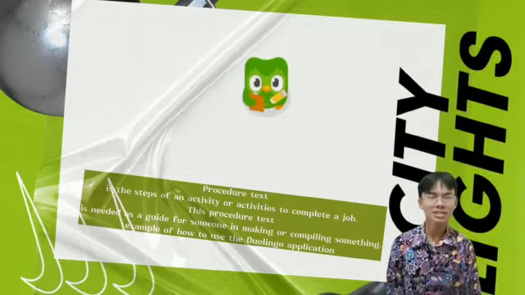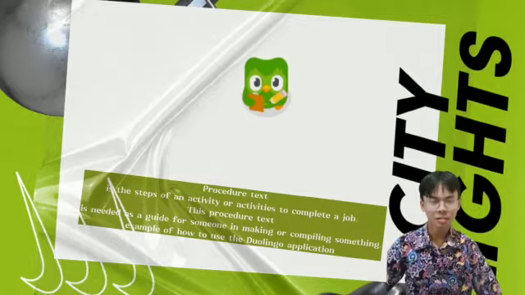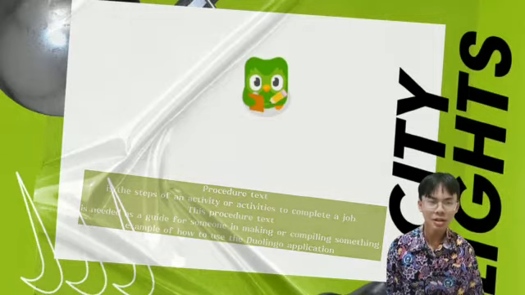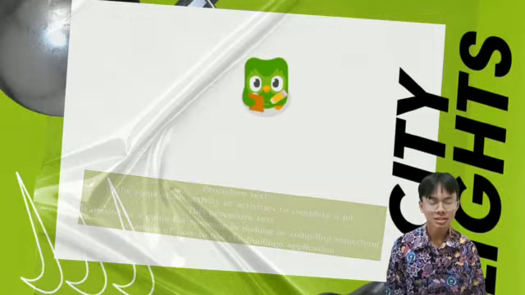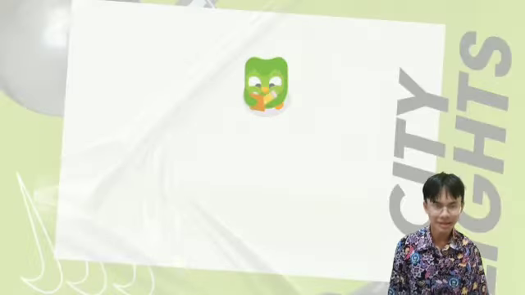Procedure text is the type of text that describes an activity or activities to complete a job. This procedure text is needed as a guide for someone in making or completing something. This time my friend will give an example of how to use the Duolingo application.